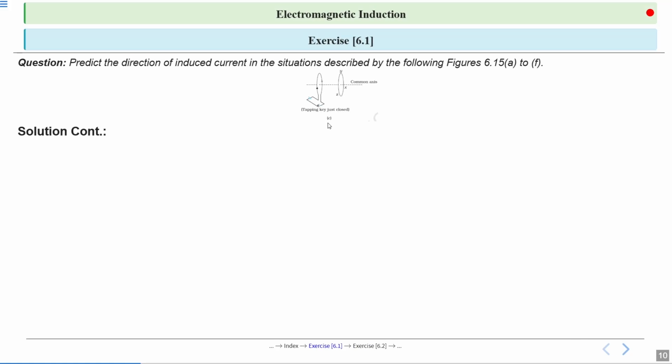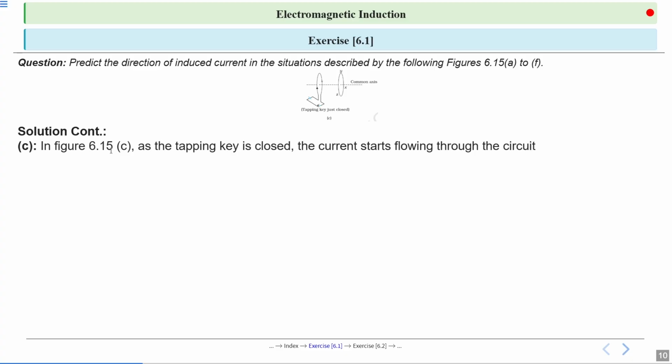Now third, C. In figure 6.15C, as the tapping key is closed, current will start from 0 to its maximum value. Current will start flowing and go from 0 to its maximum value. Now you can see current is flowing like that.